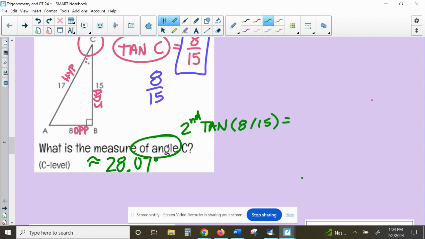So you're saying that this angle up here is about 28 degrees, which is an appropriate answer for an angle measure inside a triangle, right? Okay, the next one.